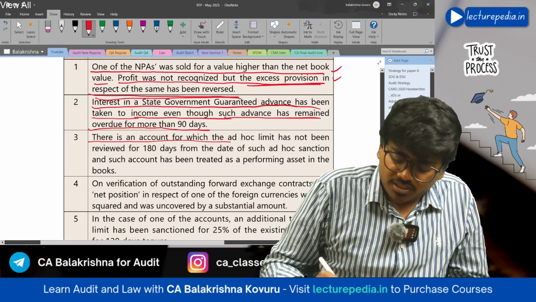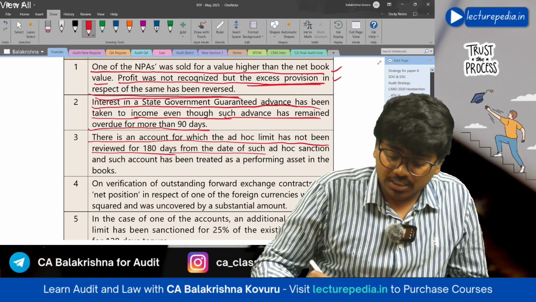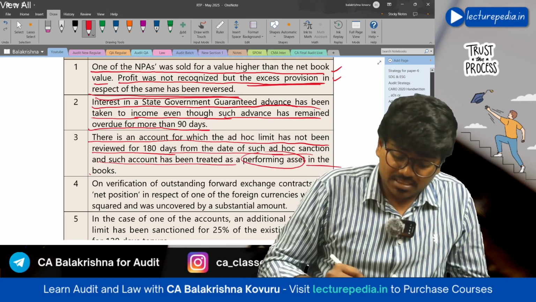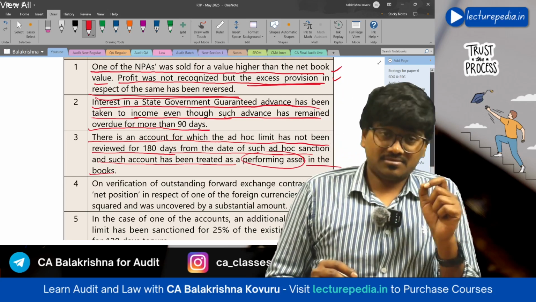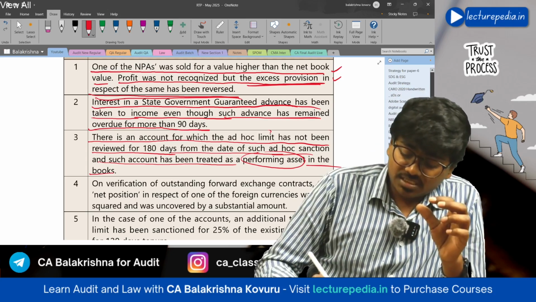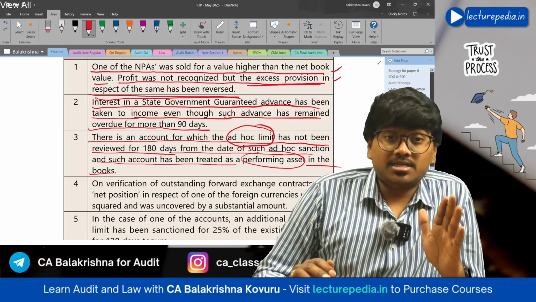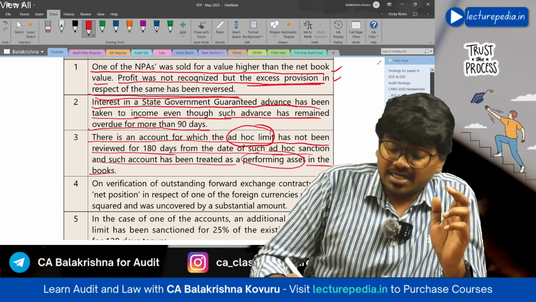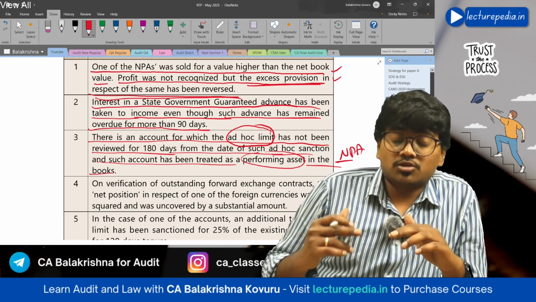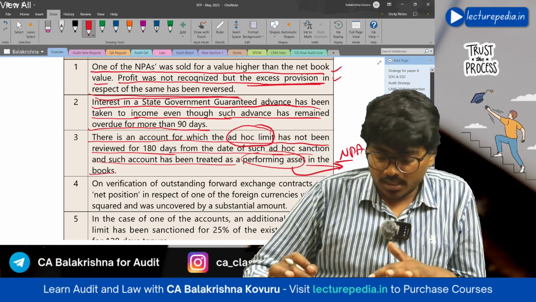Next, there is an account for which the ad hoc limit has not been reviewed for 180 days from the date of such ad hoc sanction, and such account has been treated as a performing asset in the books. Here, this type of account, if the ad hoc limit is not reviewed within 180 days from the date of sanction of the limit, should be treated as NPA, but it has been treated as a performing asset here. So the proper resolution is to change the classification.